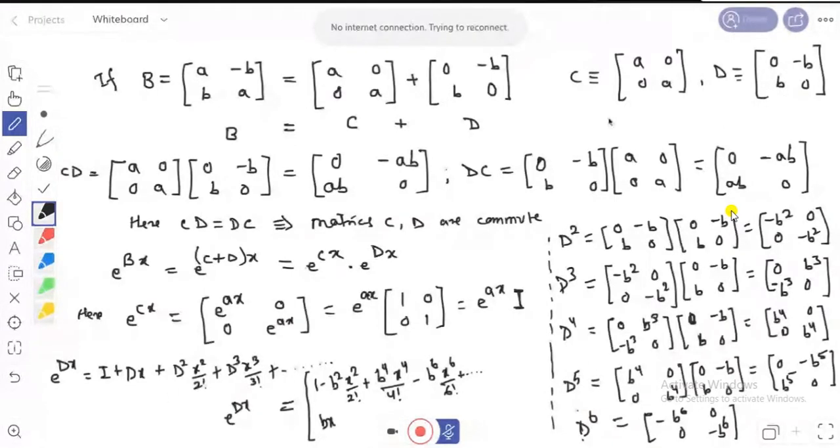Then in d square this position is 0, so there is no meaning. In d cube we get minus b cube. So here minus b cube x cube over factorial 3. And then next one, in 4 it becomes 0, in 5 it becomes plus, this position is plus, and b to the power 5 x to the power 5 by factorial 5 and so on.